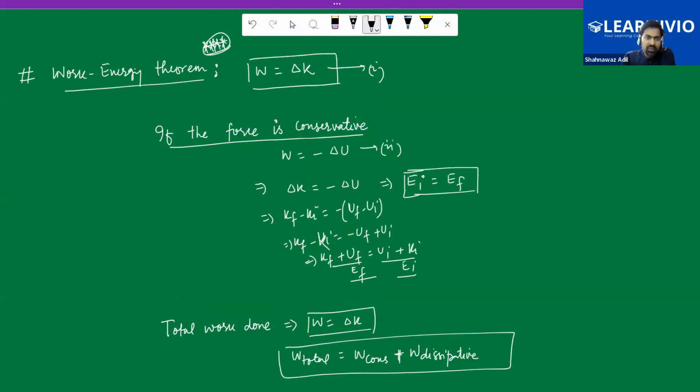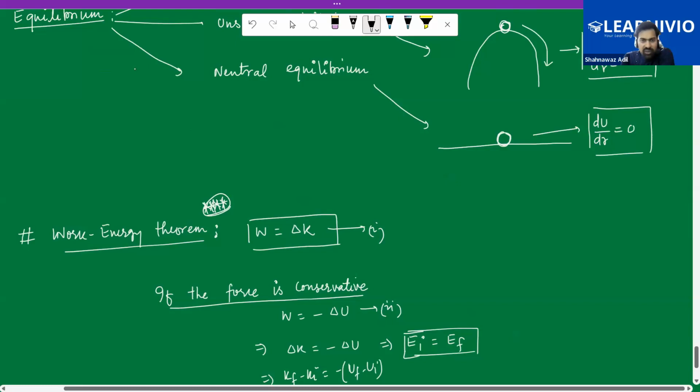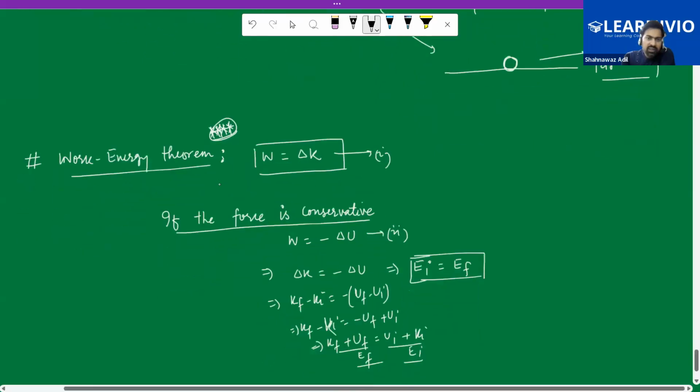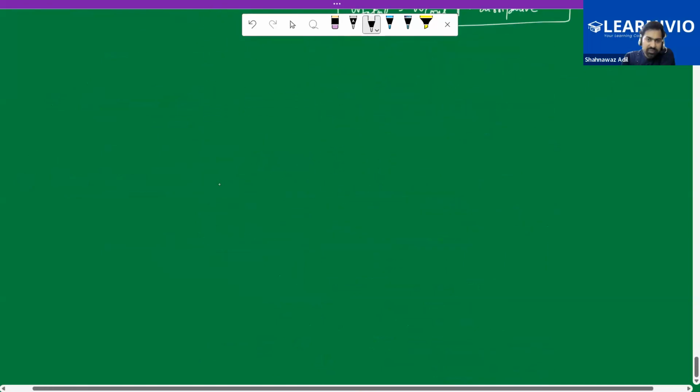And so we have studied about what? We have studied about energy. We have studied about equilibrium. We have studied about the work energy theorem. And the next topic is power.